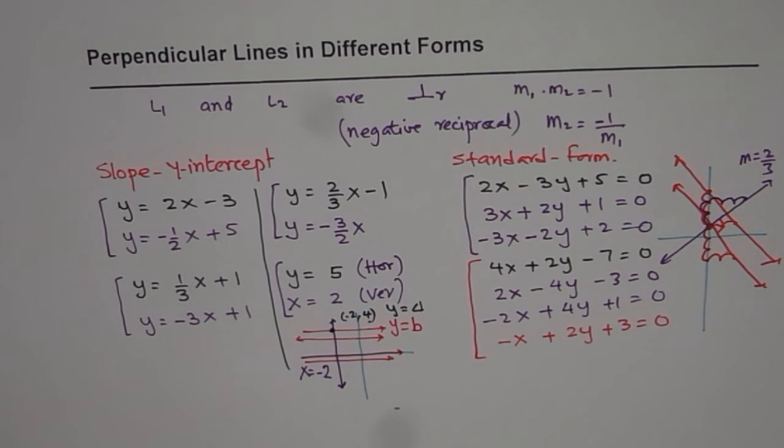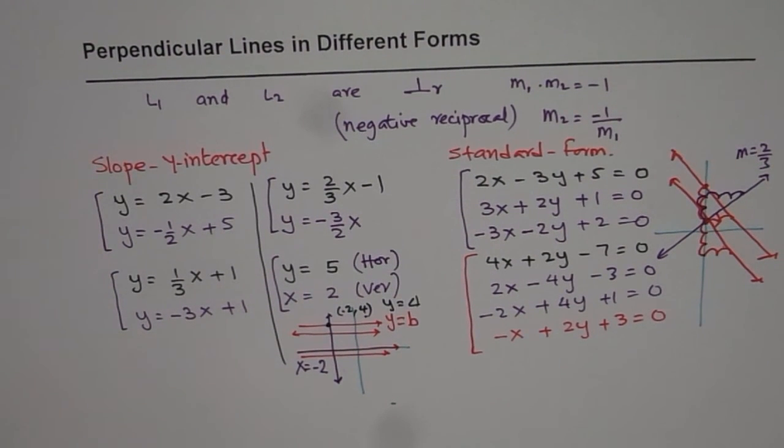I hope with this you understand how to write the equation for lines when given in slope-intercept form or standard form for a perpendicular line, and how to sketch them if required.